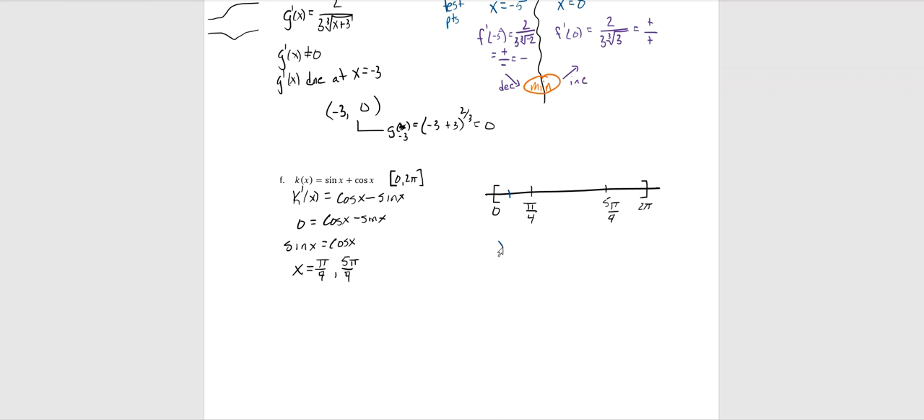I'm going to use a test point of pi over 6. I'm going to use a test point of pi. And I'm going to use a test point of, let's go for it, 11 pi over 6. Remember, in our test points, I'm going to just write up these intervals really quick. 5 pi over 4. And 5 pi over 4 to 2 pi. There we go. Our test values now. We're going to evaluate our first derivative. So I want k at pi over 6.